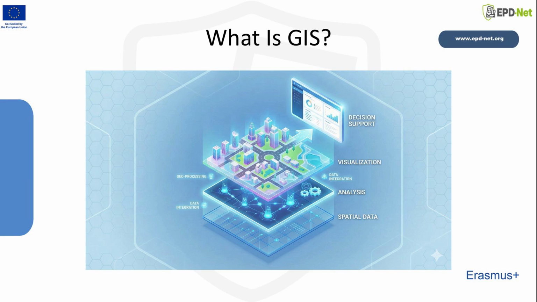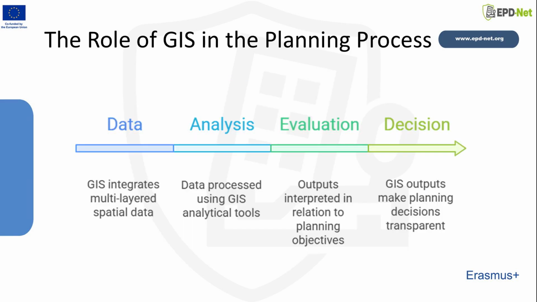Through GIS, spatial data can be analyzed using various techniques such as query, overlay, proximity, and network analysis. These tools help reveal spatial relationships, patterns, and interactions that are essential for understanding complex environmental and urban systems. In this sense, GIS functions not only as a mapping tool but as a powerful analytical framework that supports data-driven and sustainable planning decisions.